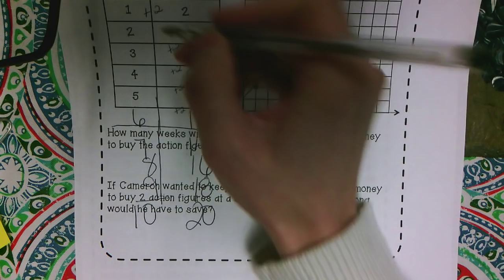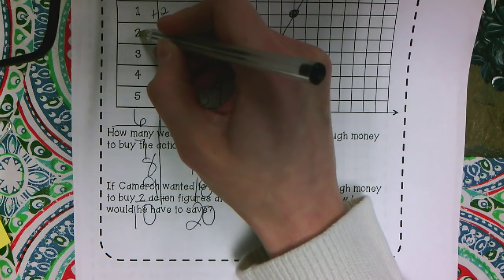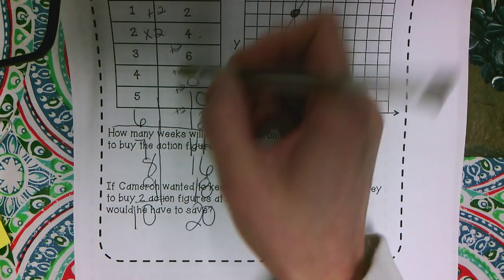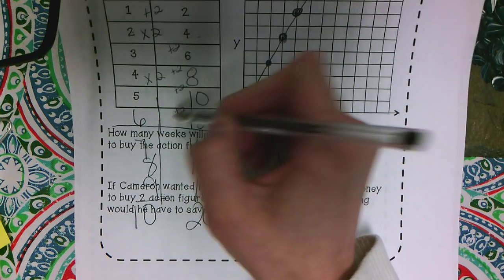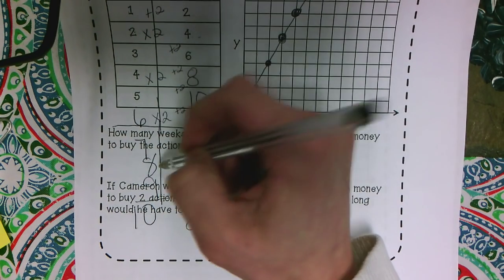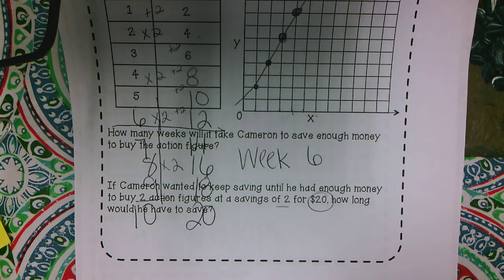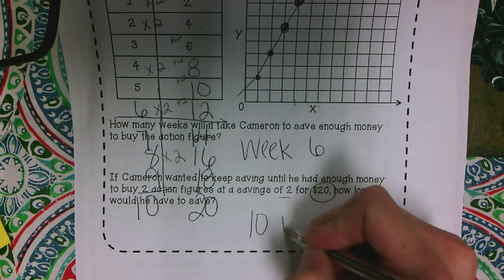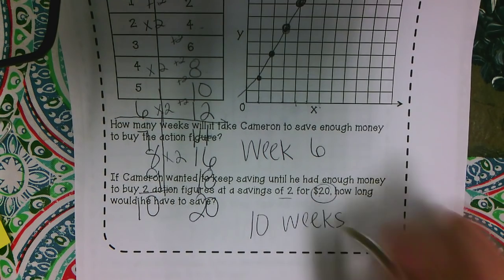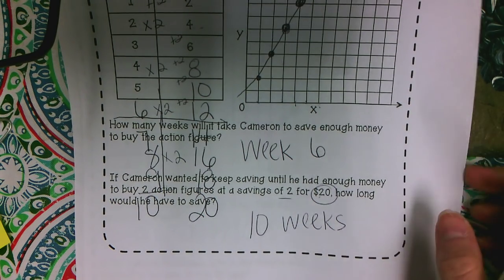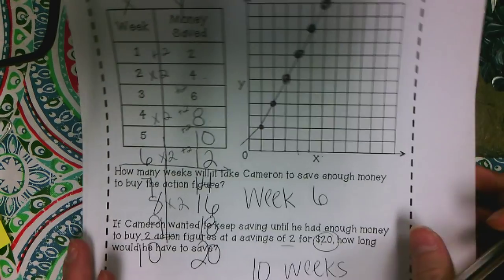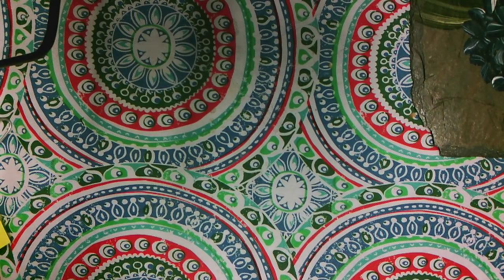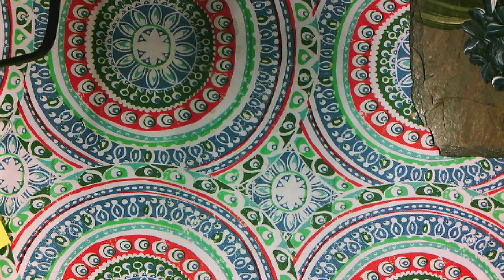Some of you may even see the pattern if we do this side, the weeks, times 2, we would get, see it works for all this. 6 times 2 is 12, 8 times 2 is 16. That works as well. So if he wanted to save $20, it would take him 10 weeks.